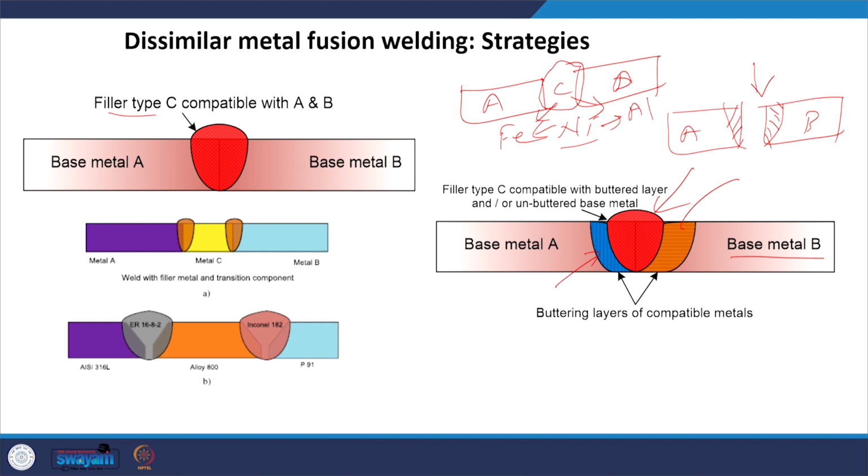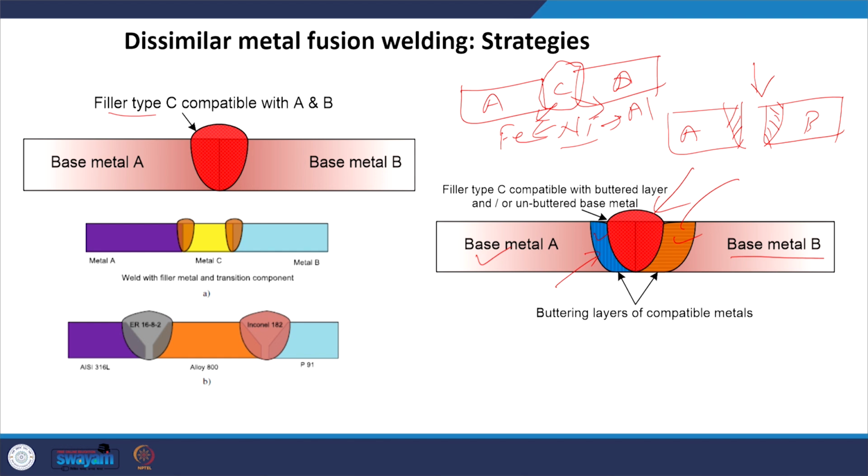So, this is the second approach, where the incompatibility between metals A and B is very high, and therefore it needs buttering layers to isolate them from each other, followed by filling the gap using a suitable third kind of metal which is compatible with both kinds of buttering layers.